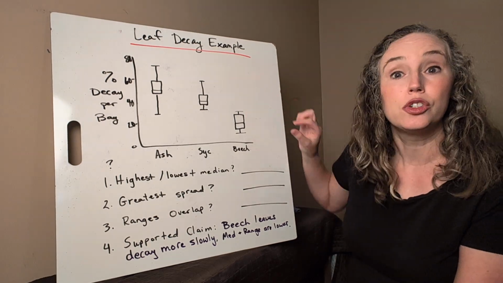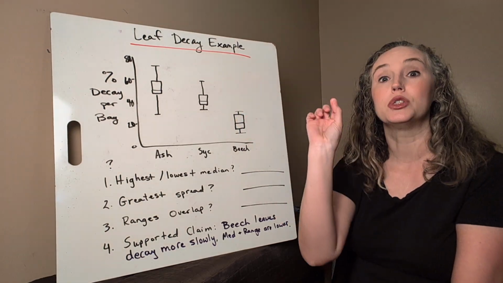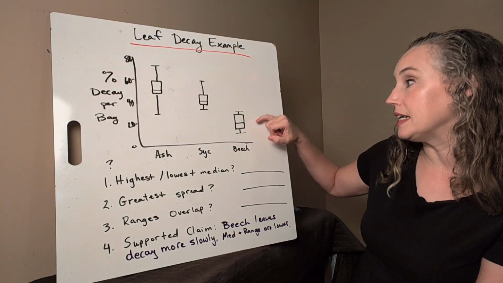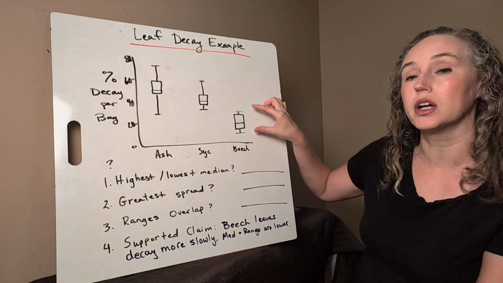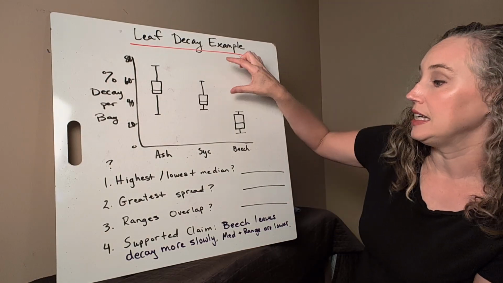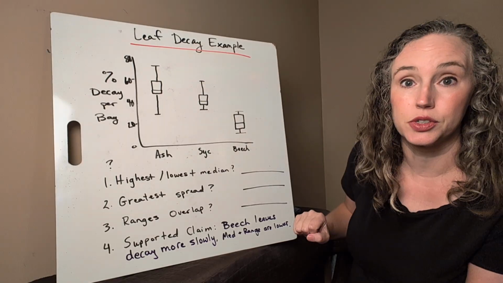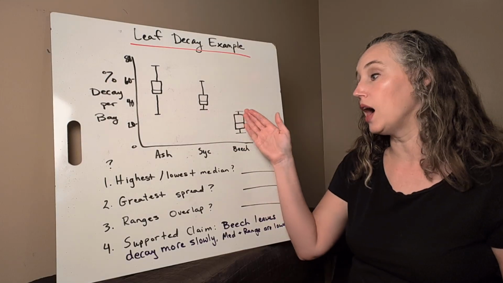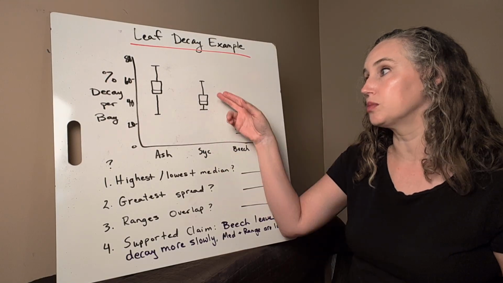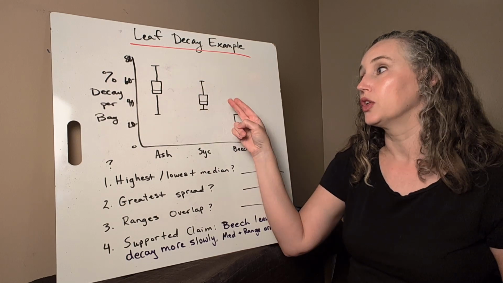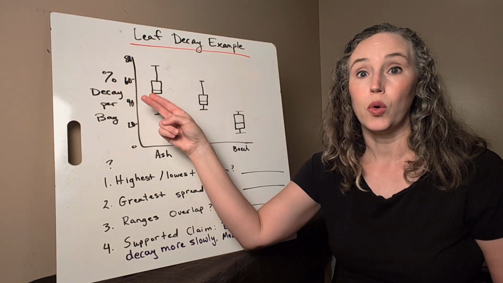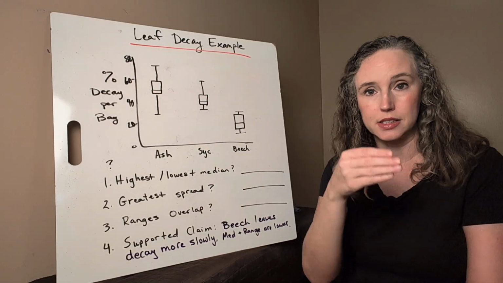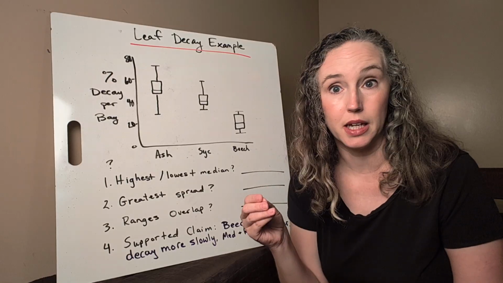And so that's our claim, and now we want to justify our claim with evidence from the graph. So we can say the median and the range are lower in beech leaves than either sycamore or ash. If you wanted to follow up, you could say, while the median for sycamore is lower than ash, the ranges overlap, so it's difficult to determine if ash in fact decays quickest. More experiments would need to be done. Simple.